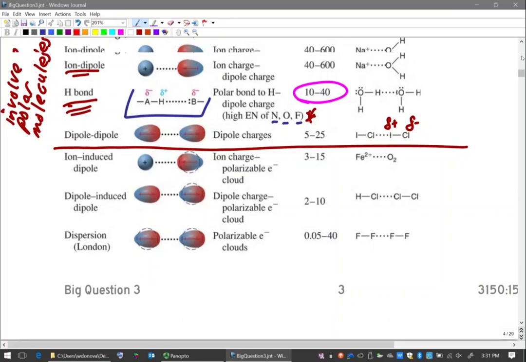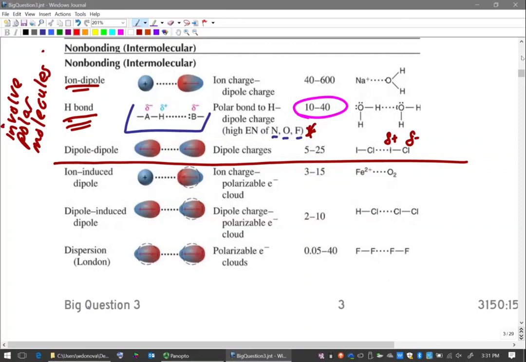So those three in the table at the top involve polar molecules. Ion dipole, dipole-dipole, and hydrogen bonding involve polar molecules. The next three need not involve polar molecules. They may involve polar molecules. I'm not saying they don't, but they don't have to.